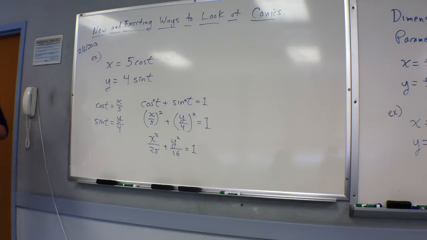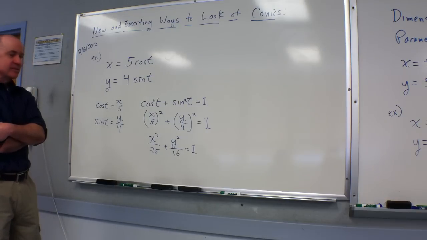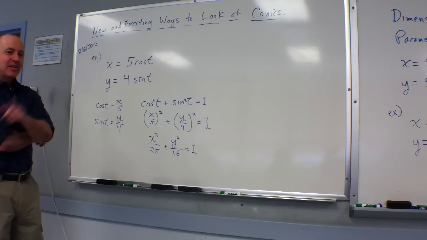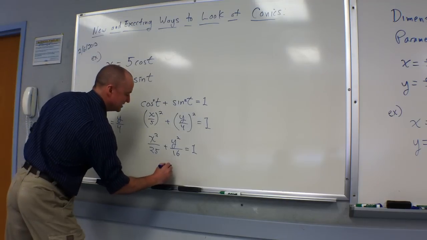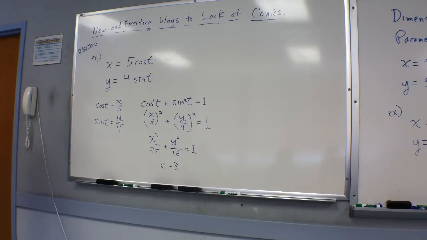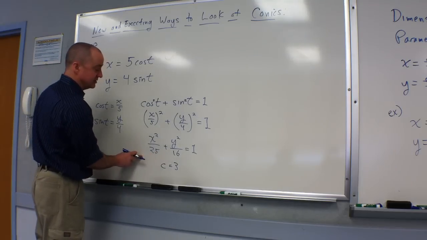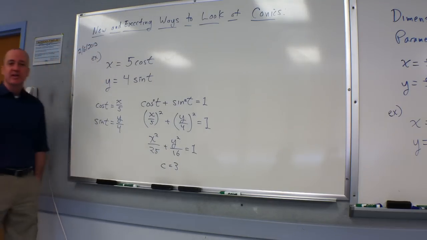centered at the origin with a semi-major axis of 5, a semi-minor axis of 4. Boom. And c equals 3. Somebody saw the Easter egg. Because of 3, 4, 5. Yep. And the focus is 3 units away from the origin. In this case, left and right, because the larger number is under the x squared.